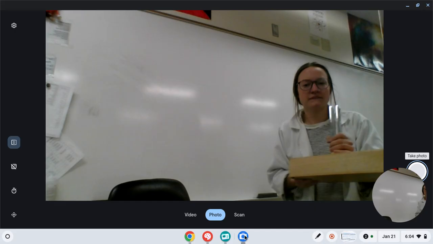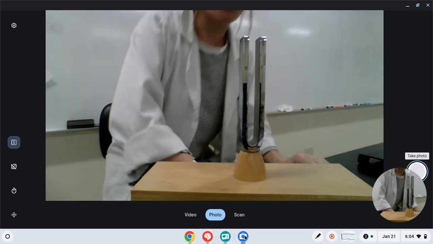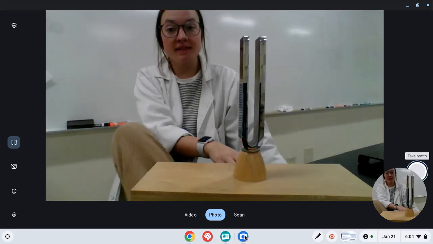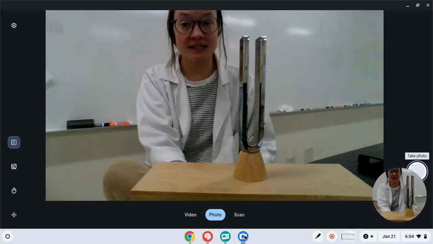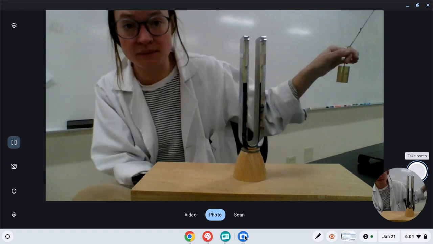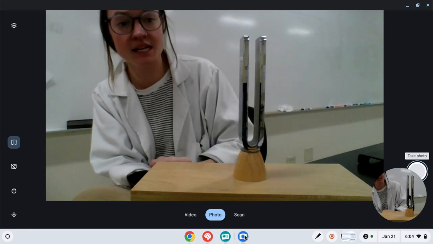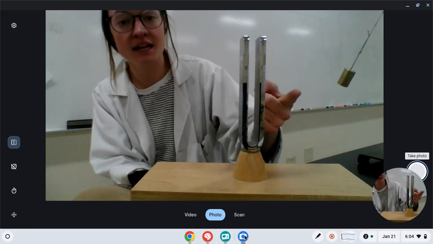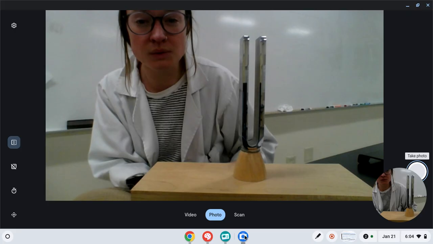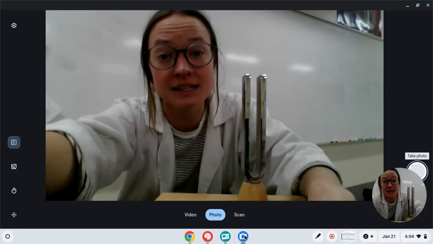Here I have a tuning fork that's connected to a wooden box. This tuning fork has a natural frequency that it'll naturally vibrate at. Just like how if I pull the pendulum back, that pendulum will naturally swing at its natural frequency or its resonance frequency. In the same way, if I hit this thing, it'll naturally vibrate at its natural frequency, at its resonance frequency as we call it.